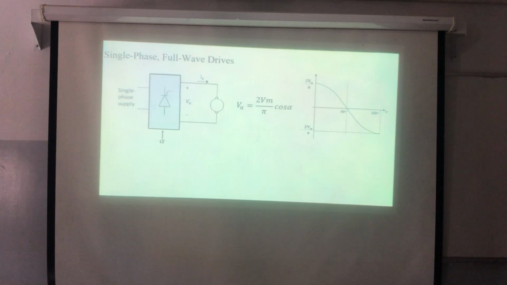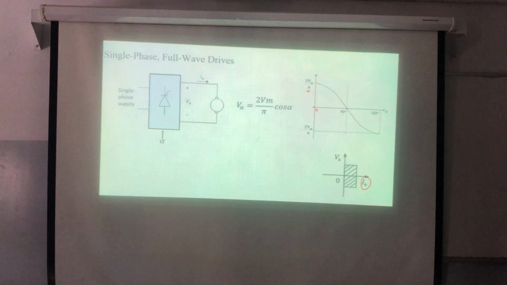So if I need to plot it, here alpha is equal to 0. If alpha equals 0, then the voltage will be the maximum, which is 2V max over pi. If alpha equals pi over 2, then the voltage will equal 0. And finally, if alpha equals pi, I will get minus 2V max over pi. Good? So simply, this means that all the time the current is positive.